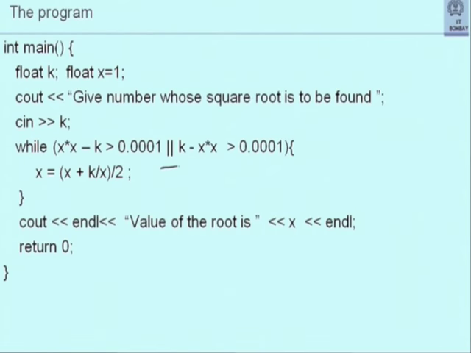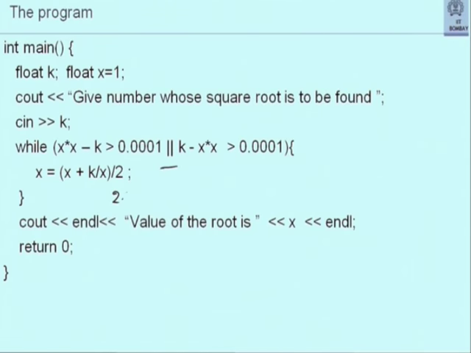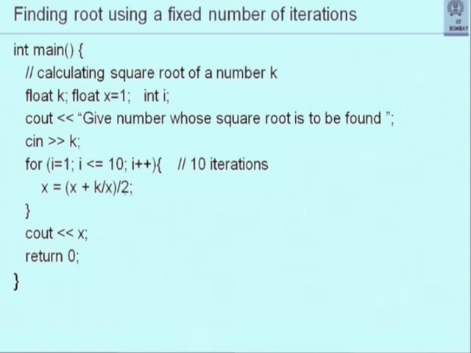While this condition is true, that is, while I am not within the accuracy limit, keep repeating what? X is equal to x plus k by x divided by 2. As I said, k and x all are float, 2 is an integer, but 2 will be converted to float automatically by the rules of the game. Of course, those of us who want to meticulously write this might want to write 2.0 here, which is okay. And finally, I output the value. So, is it clear how simple a program is to find out the square root of a number?